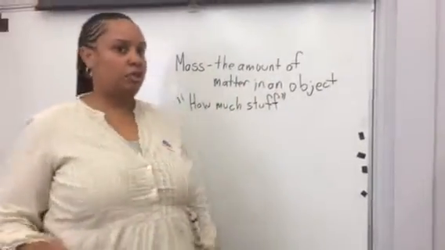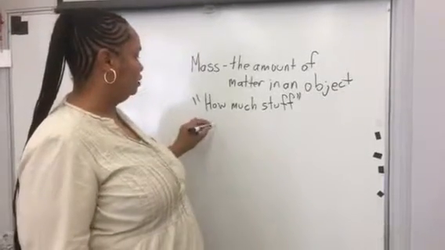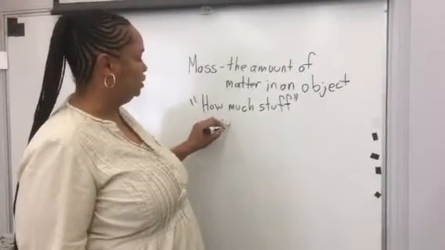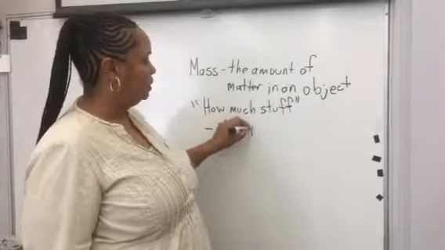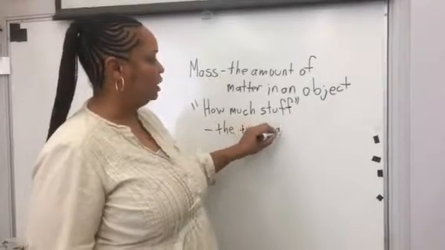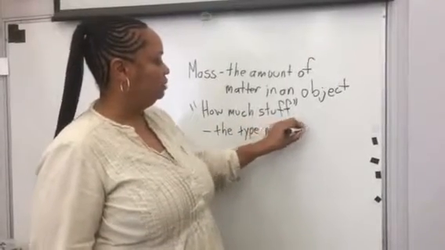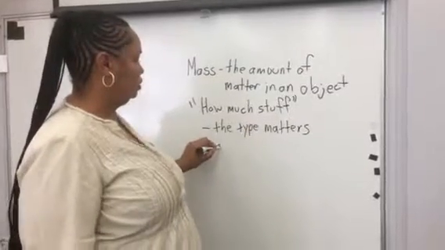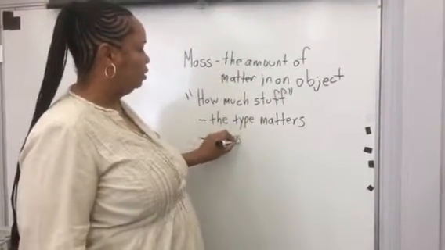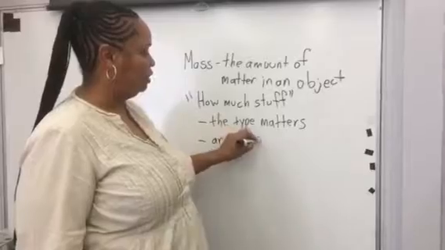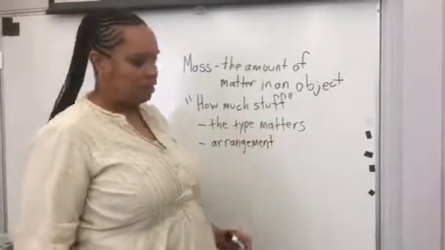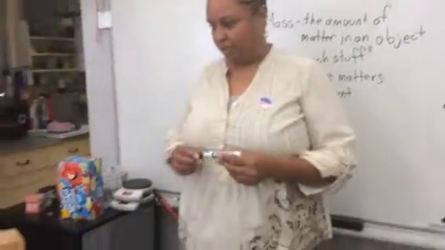Two things determine the mass of an object. First off is the type of matter that it's made of. So when I say the type of matter, I'm talking about the type of atoms that it's made of. And the second part is the arrangement of those atoms, how close they are together or how far apart from each other. So let's take a look at an example.